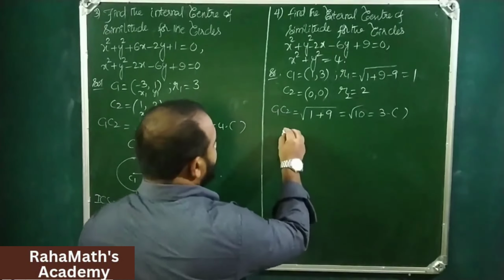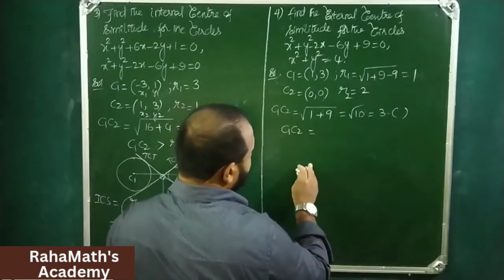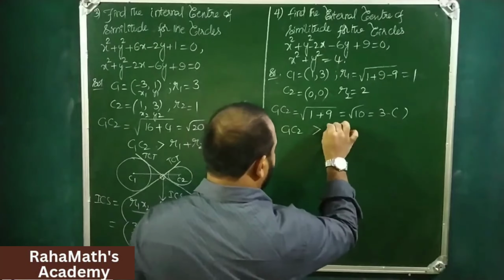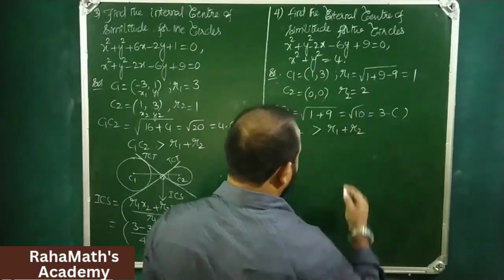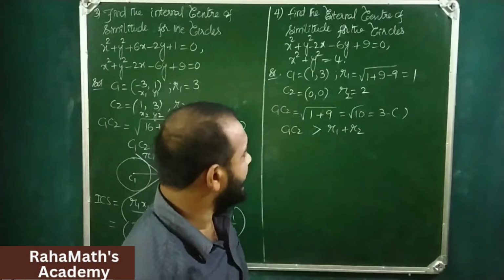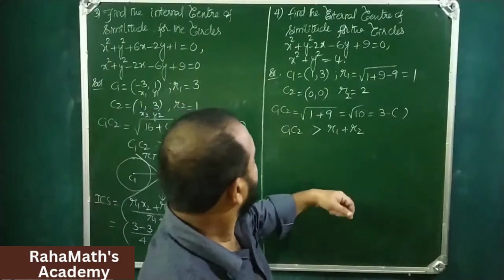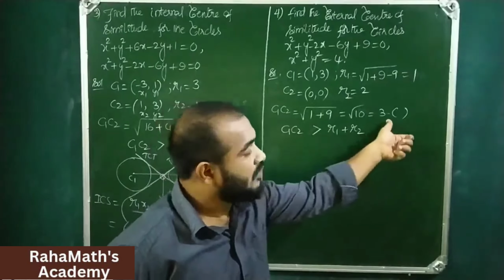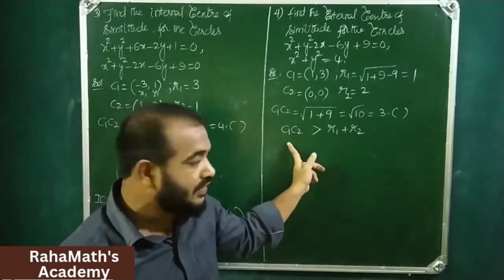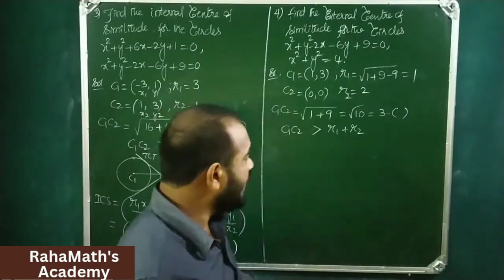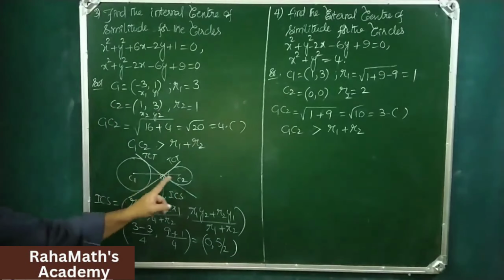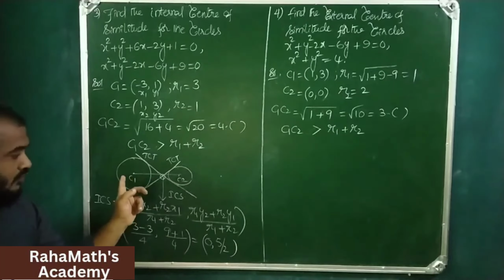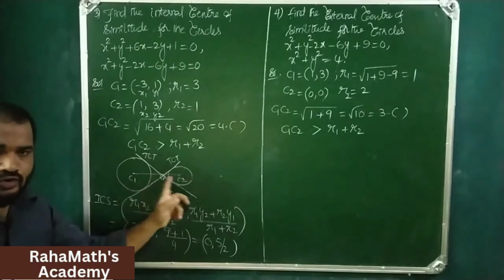So now C1C2 is definitely greater than R1 plus R2, because 2 plus 1 is 3, and C1C2 is 3 point something, which is definitely greater than 3. So this time also the position of the two circles will be like this, the relative positions.